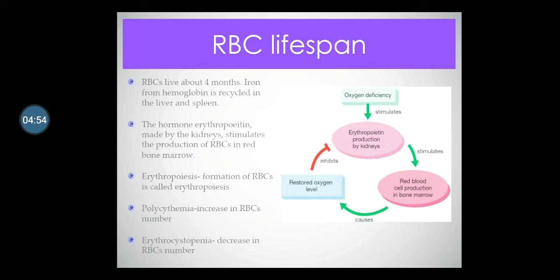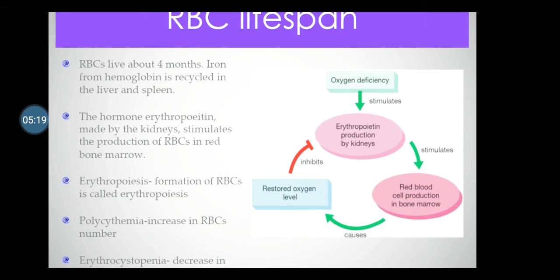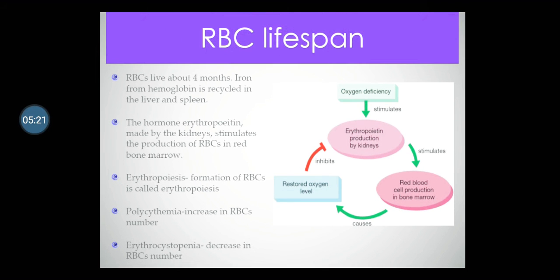Disorders like polycythemia, means increase in RBC number as compared to normal. Second one, erythrocytopenia, decrease in RBC number as compared to normal. Here you can see the RBC cycle.